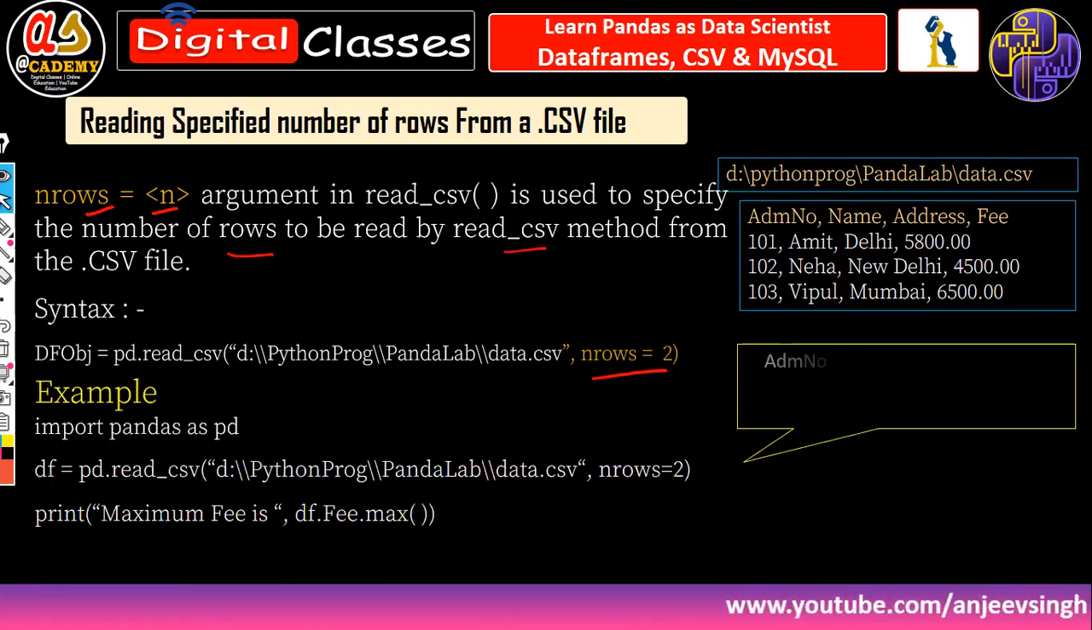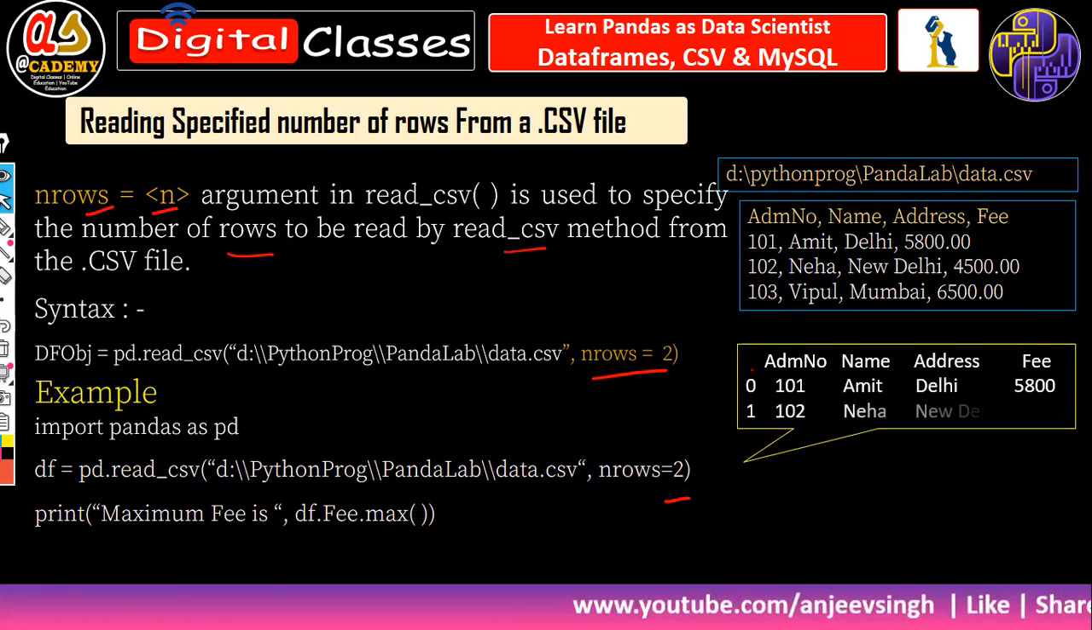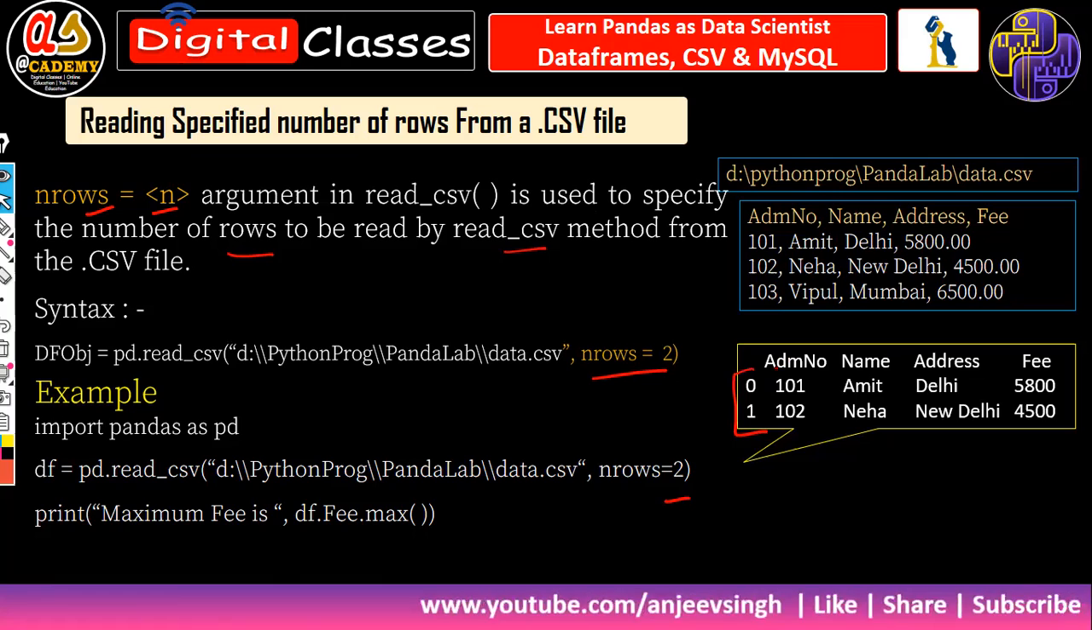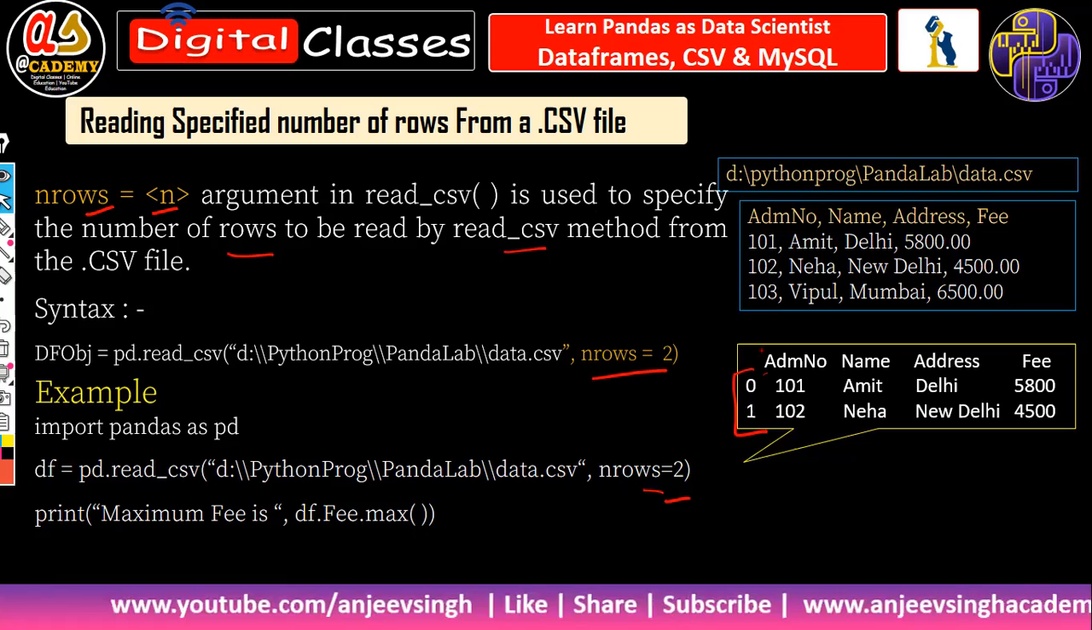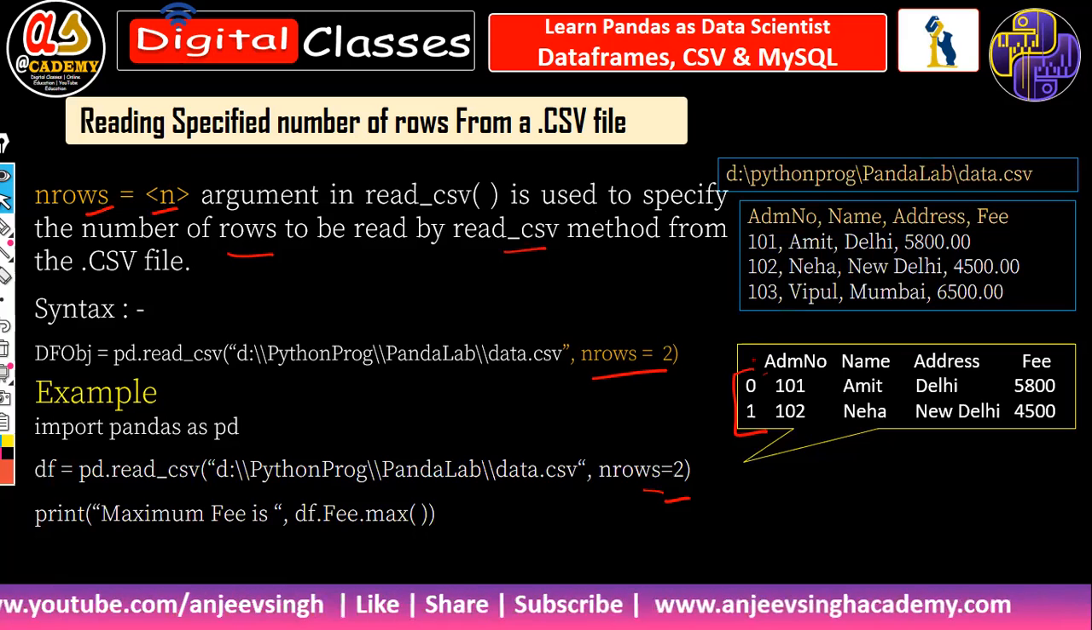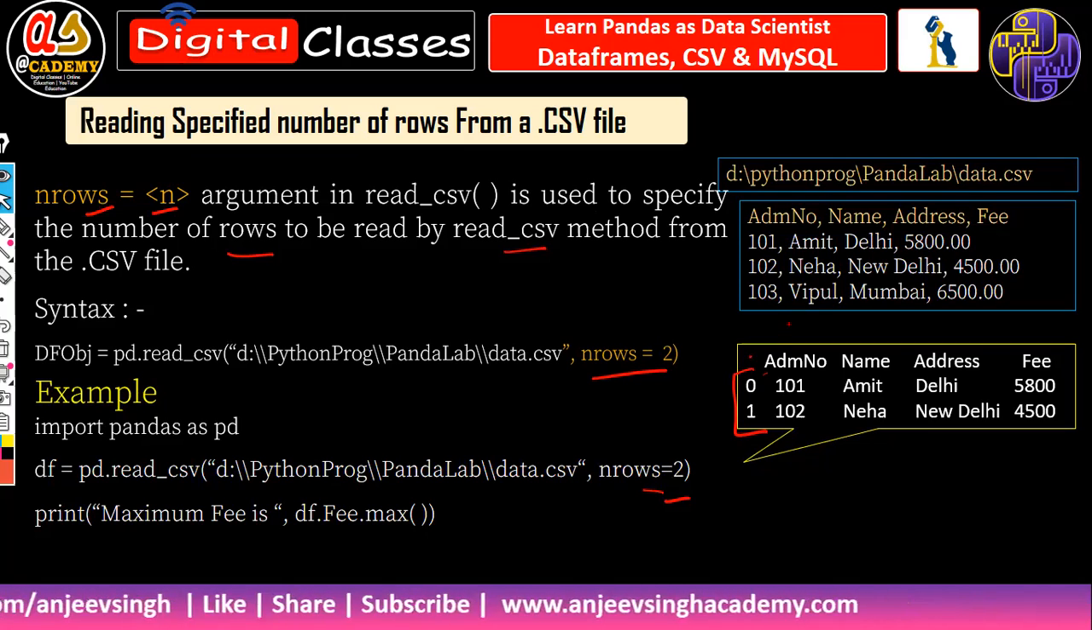So now I'm giving nrows 2, so only 2 records are going to be read. Remember that whenever you write nrows, it's going to read those 2 records. It's not going to count the column header. So this way we can do this.